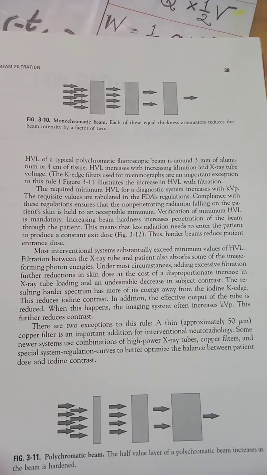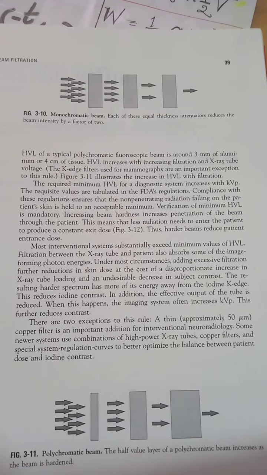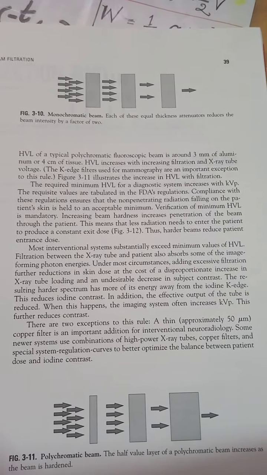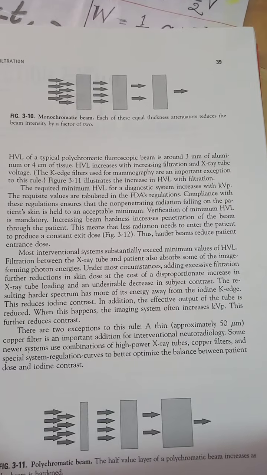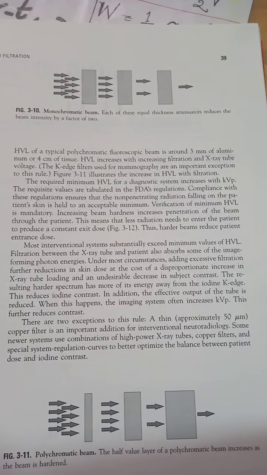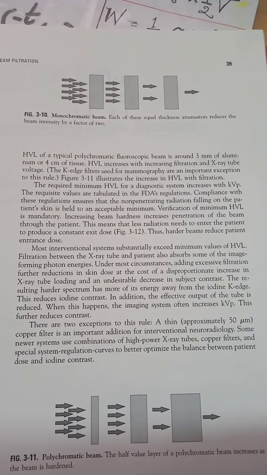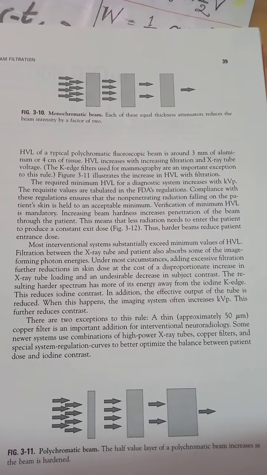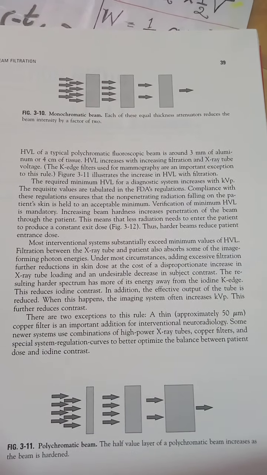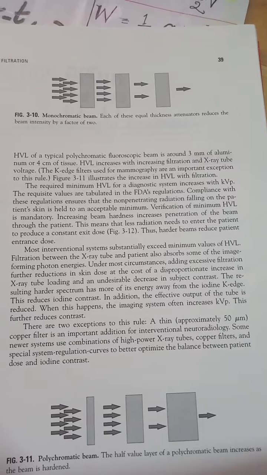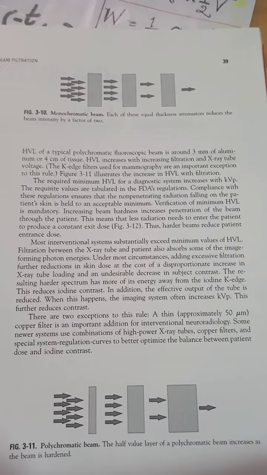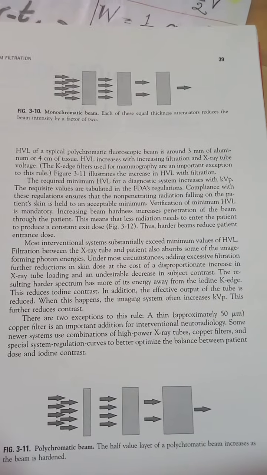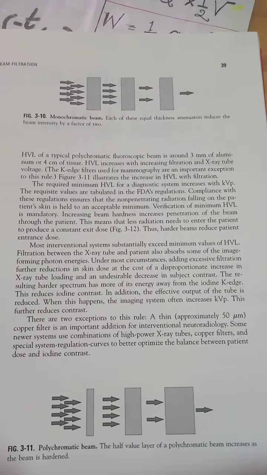Filtration between an X-ray tube and the patient also absorbs some of the image-forming photon energies. Under most circumstances, adding excessive filtration further reduces the skin dose at the cost of a disproportionate increase in X-ray tube loading and an undesirable decrease in subject contrast. The resulting harder spectrum has more of its energy away from the iodine K edge. This reduces iodine contrast. In addition, the effective output of the tube is reduced. When this happens, the imaging system often increases its voltage. This further reduces contrast.